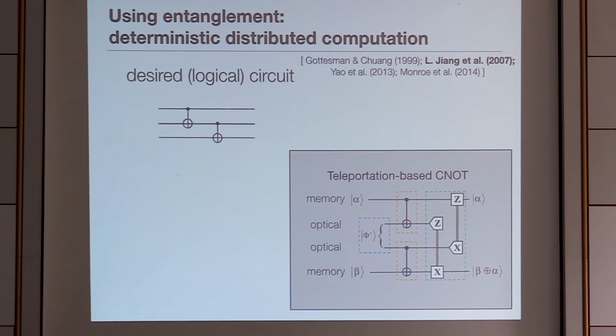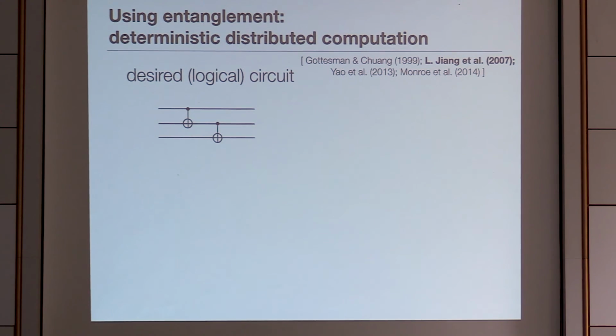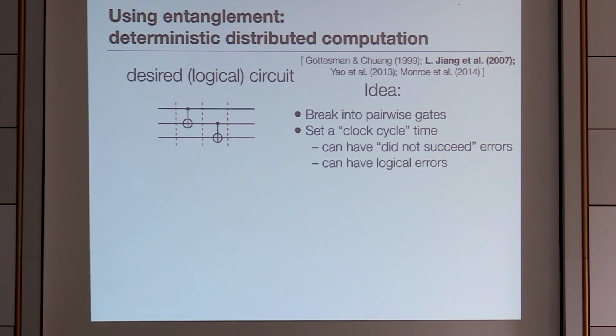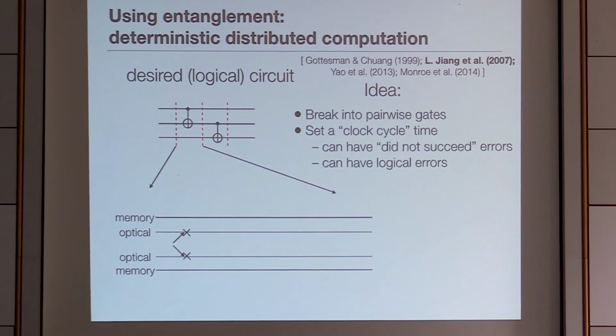So already back in 1999, Gottesman and Chuang suggested that you can make a deterministic circuit with non-deterministic entanglement by using what's called a teleportation-based gate. The basic idea is you take some desired logical operation, you break it up into chunks, and then in each of these chunks you try and generate entanglement. If you get a heralding event that says you got it, then you can do a teleportation-based gate. And that ends up costing a factor of 10 to 20 in overhead in your architecture, but it makes the systems problem much easier.